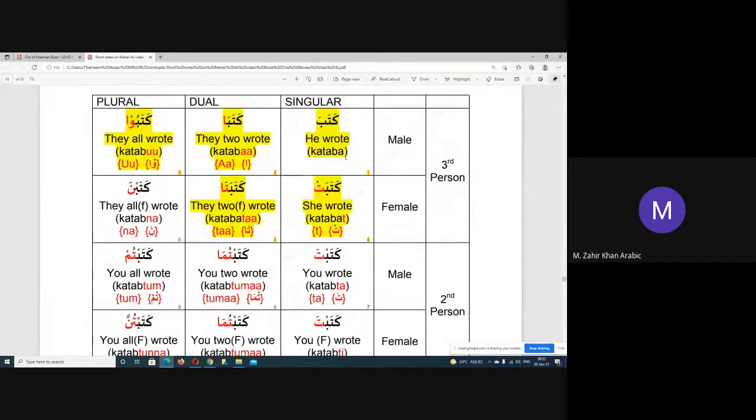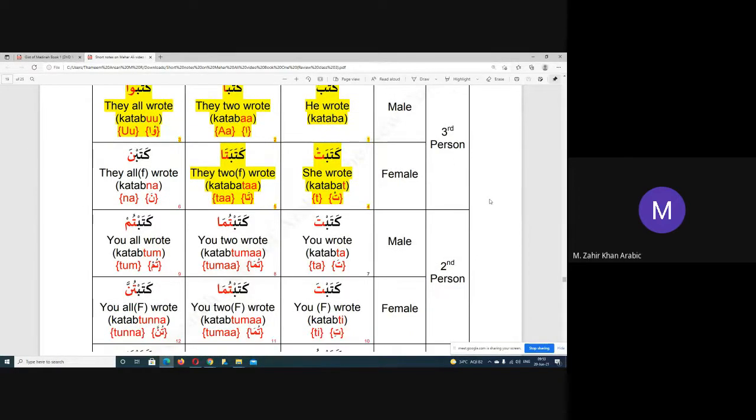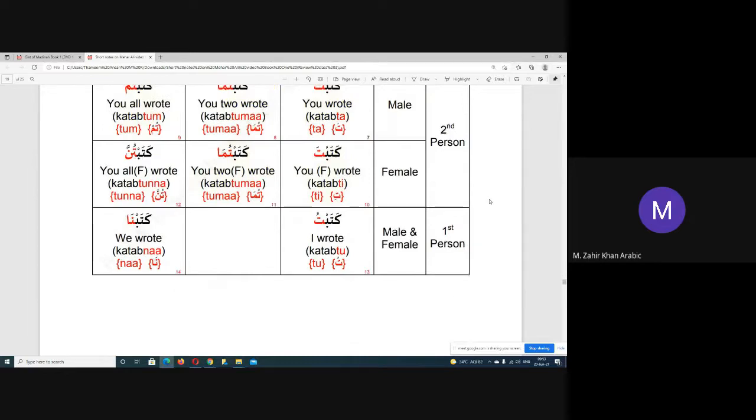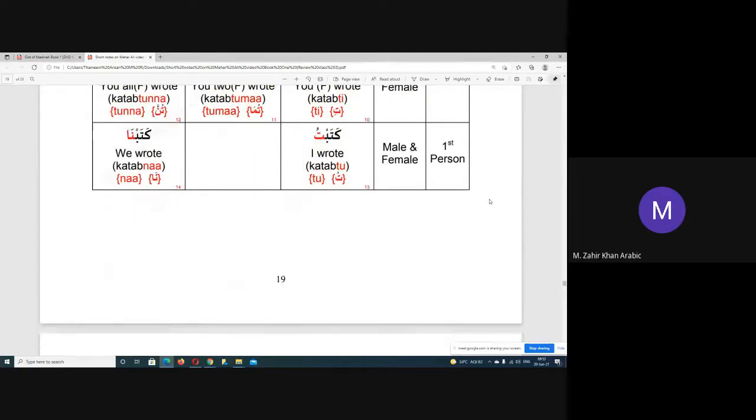Okay, you can see kataba, he wrote. We are now adding an extra ta with sukun for she wrote. For you wrote, you are adding ta with fatha. For you, female, wrote, you are adding ta with kasra. And for I wrote, you are adding ta with dhamma. I am repeating once again.